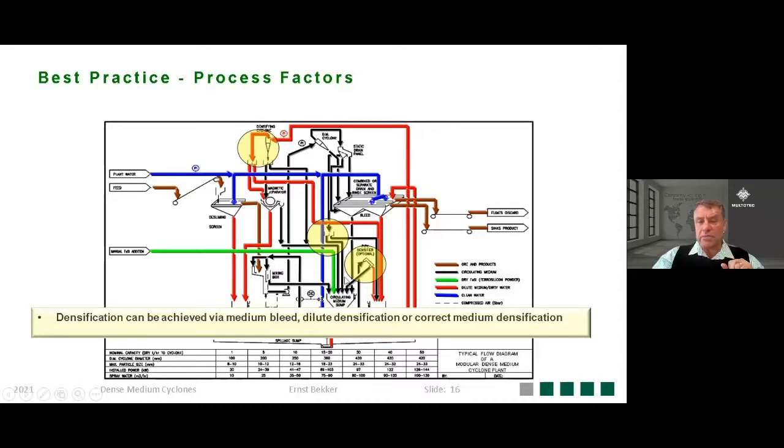And then you've got your correct media densification. That's the recommended method, and I think it's the most effective one. But either one or 2 of these 3 are normally always present in the process. And if you don't bleed correctly, then your media characteristics can get affected.